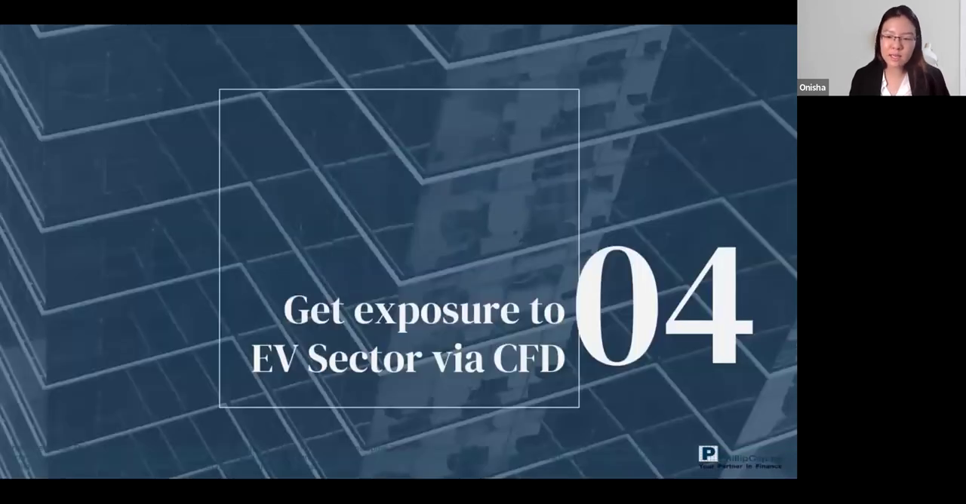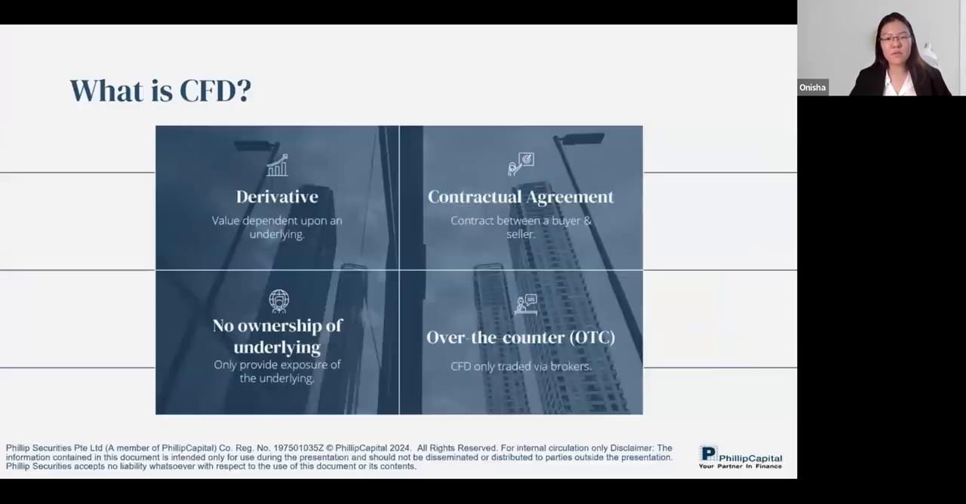So now let's explore how you can get exposure to the EV sector, which is via CFD. First and foremost, let me show you what a CFD is. A CFD is a derivative product where the value is dependent upon an underlying, for example stocks, indices, commodities, and currencies. A CFD is a contractual agreement where traders gain or lose the difference in price between when the contract is opened and closed.